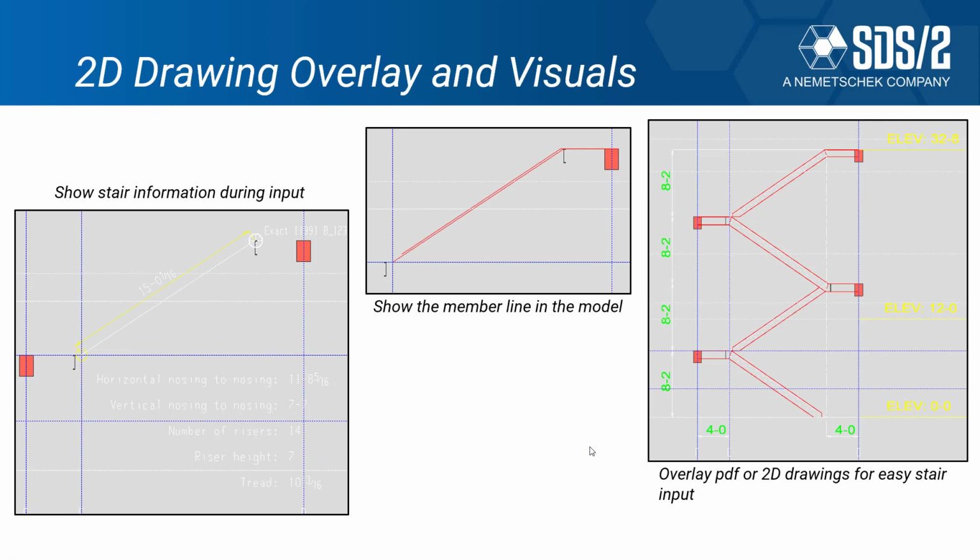We're also going to be covering the different visuals that you can have. It's a little hard to see right here, but you can see the horizontal nosing to nosing dimension, vertical nosing to nosing dimension, the number of risers, the riser height, and the tread are going to start populating automatically as I start moving my cursor in the model. We can also now show the member line in the model for the stair, and I'll show that you can turn this off. And then we'll also do the overlay PDF, so I'll be showing this a lot, so it's going to be for easy input on my stairs.